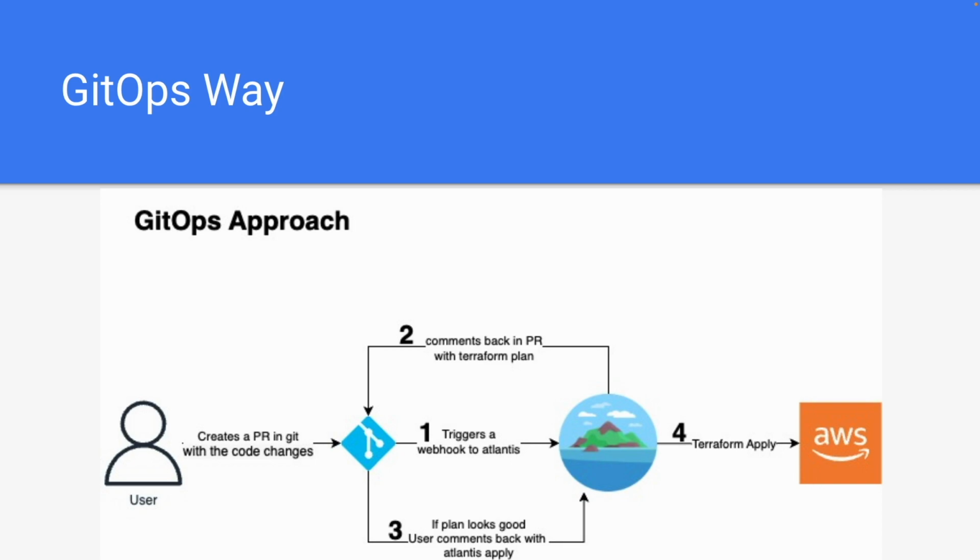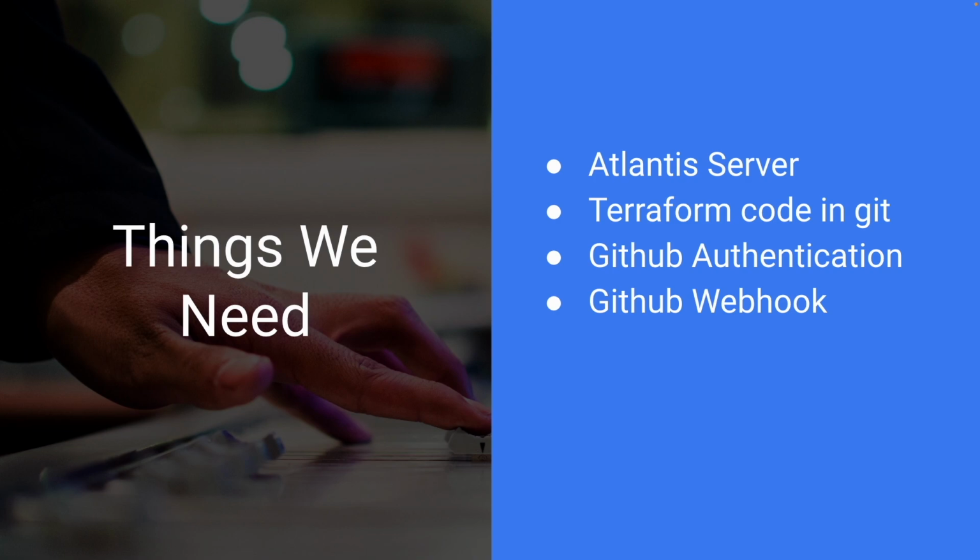Now let's see what we need to get this implemented. These are the few things which we need. First of all, we need an Atlantis server. So we'll configure Atlantis on one of our Linux machines, and after that we need our Terraform code to be in Git. Then we also need GitHub authentication so that Atlantis can download the code from your Git repo, and similarly it can comment back with the updated plan and apply.